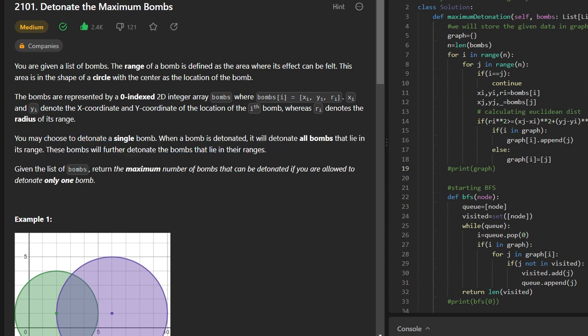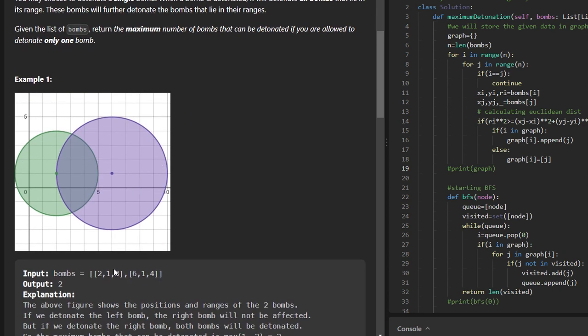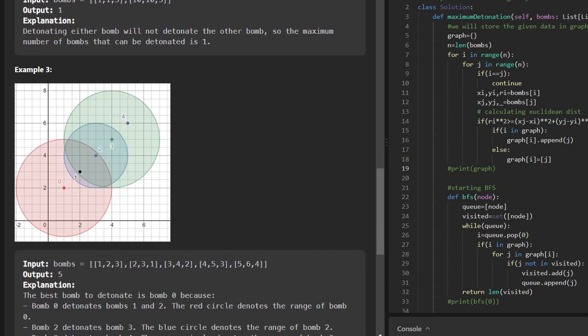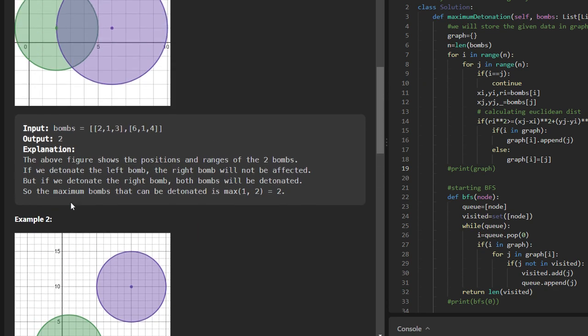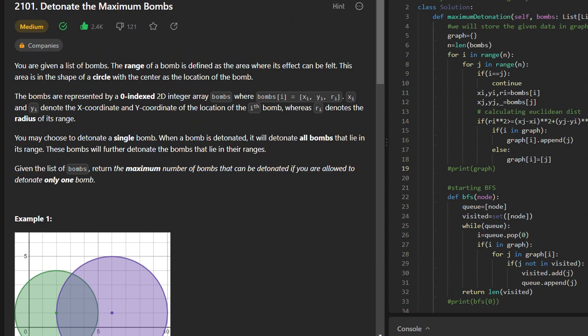Now come to the question. Given the list of bombs, return the maximum number of bombs that can be exploded if you are allowed to detonate only one bomb. What it means is, we are given these many bombs. Here in this case, two bombs. Here in this case, some five bombs. Out of these, I am only allowed to explode one bomb. Return the maximum number of bombs that can be exploded if we are allowed to detonate only one bomb.